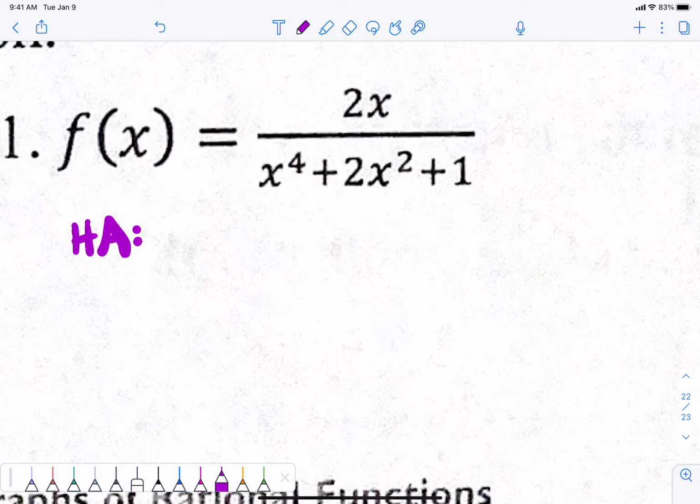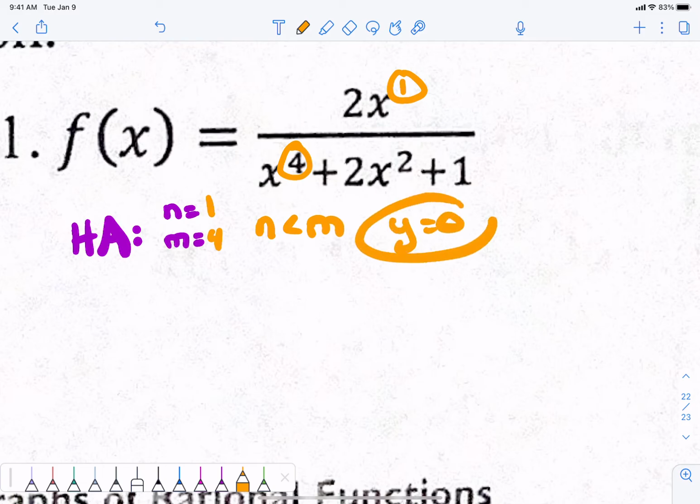What's it about that it only has to be one away? That's slants. Just wait. We'll get to that. Okay. All right, so n, what's the degree of the numerator? 1. He's to the first power. M is 4. He's the bottom. Okay. So in this case, my n is less than m. So what's the HA going to be? y equals 0. It'll have a horizontal line.